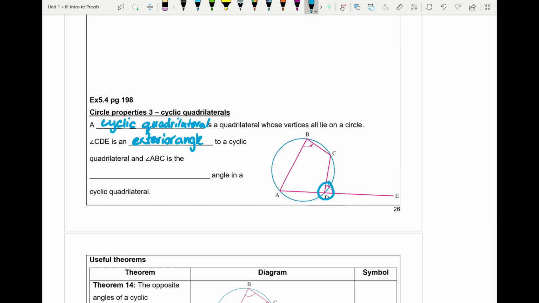Angle ABC is the interior opposite angle. Okay, interior because it's inside the circle, and opposite because it's in the opposite segment from the chord CD. So this is our exterior angle, that is our interior opposite.